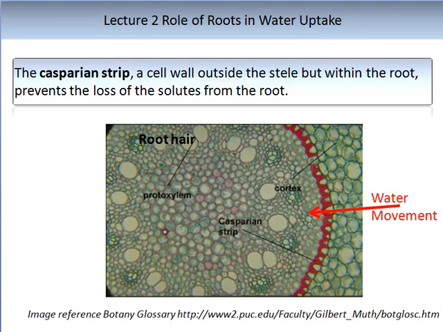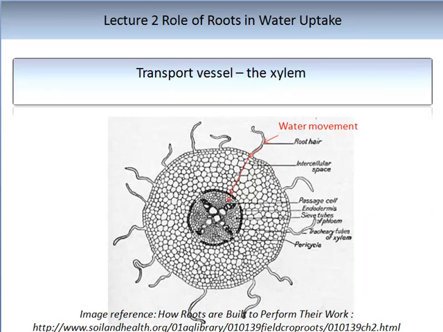Here we have a slightly more magnified cross-section of a root tip. You will see the Casparian strip here, which has the very important functional role of preventing solute loss. This image is from How Roots Are Built to Perform Their Work, from the Soil and Health Organization. I again, in red, have shown the water movement route from the root hair through to the xylem vessels.